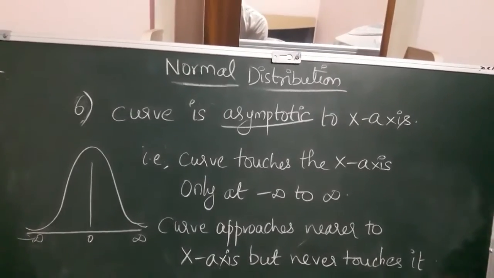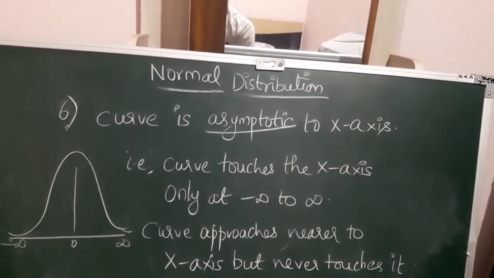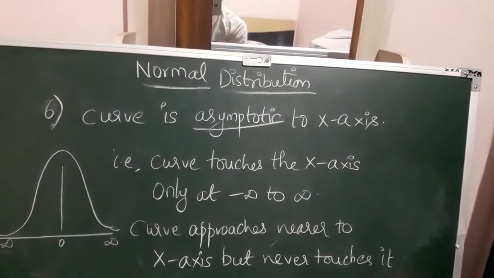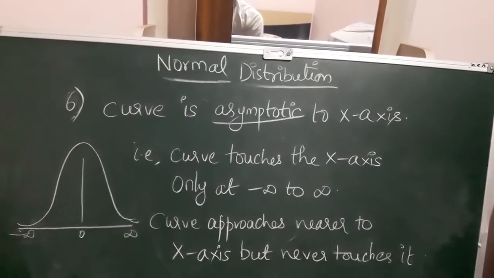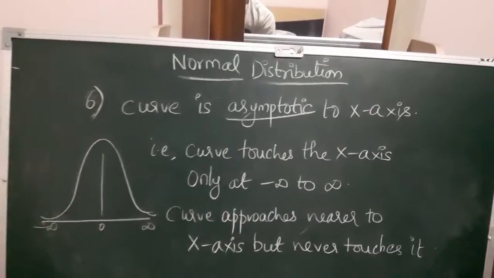Clear? Now let us see the next property. The curve has points of inflection at mu minus sigma and mu plus sigma. That is, the points where the change in curvature occurs.